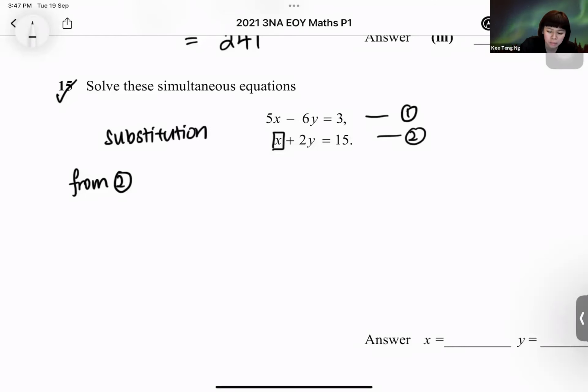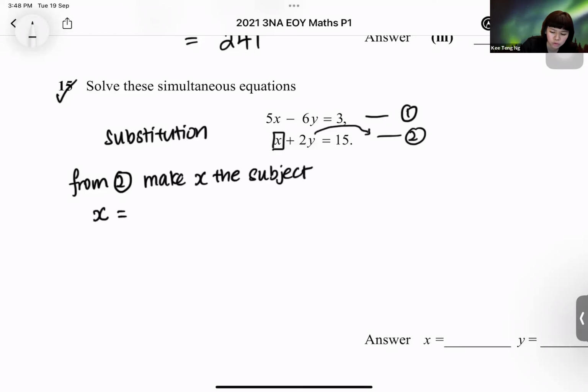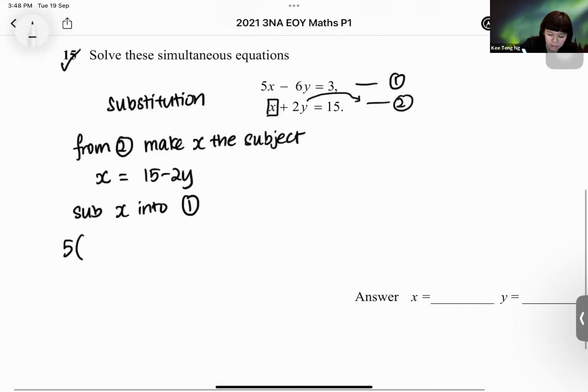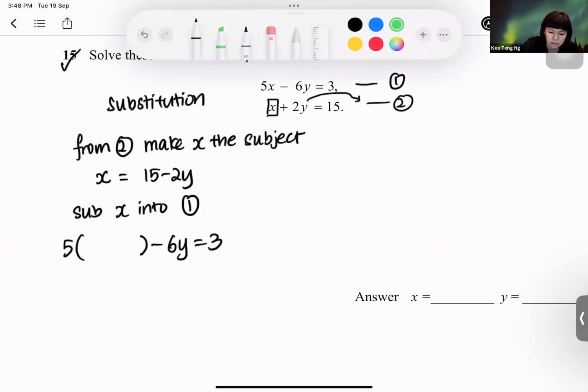From equation 2, make x the subject. x will stay here, 2y will shift over, that will become 15 minus 2y. Now I'm going to sub this expression. This came from 2, right? I'll sub x into equation number 1 now. So 5 times x minus 6y equals 3. Every time I see the x, I change it to 15 minus 2y. Let's multiply these. 5 times 15.